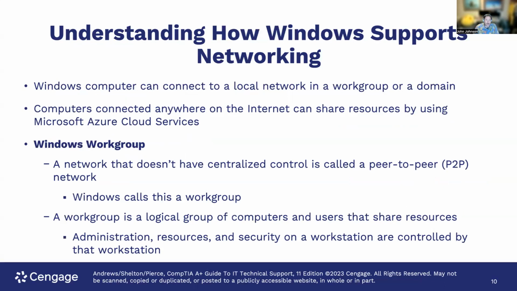So, understanding how Windows supports networking. Windows computers can connect to a local network and a workgroup or a domain. Computers connected anywhere on the internet can share resources by using Microsoft Azure cloud services. And then for a Windows workgroup, a network that doesn't have centralized control, like in a domain, it's called a peer-to-peer network, P2P network. And Windows calls this a workgroup and has for the longest time.